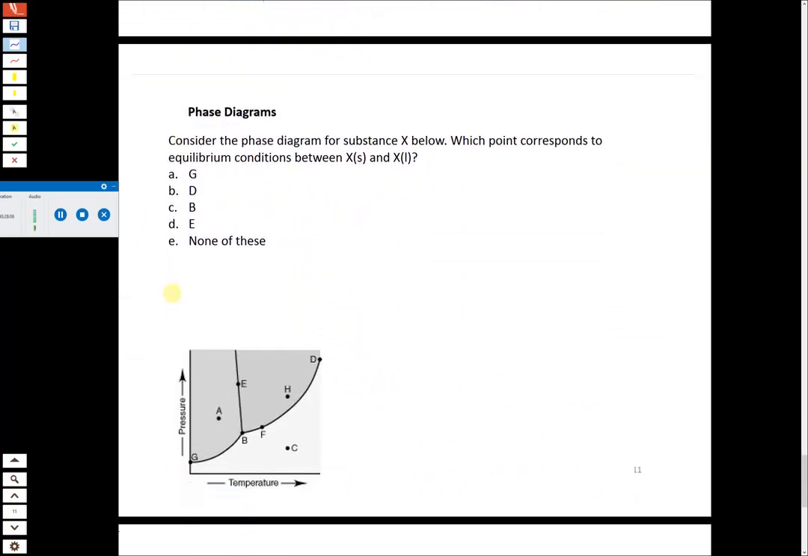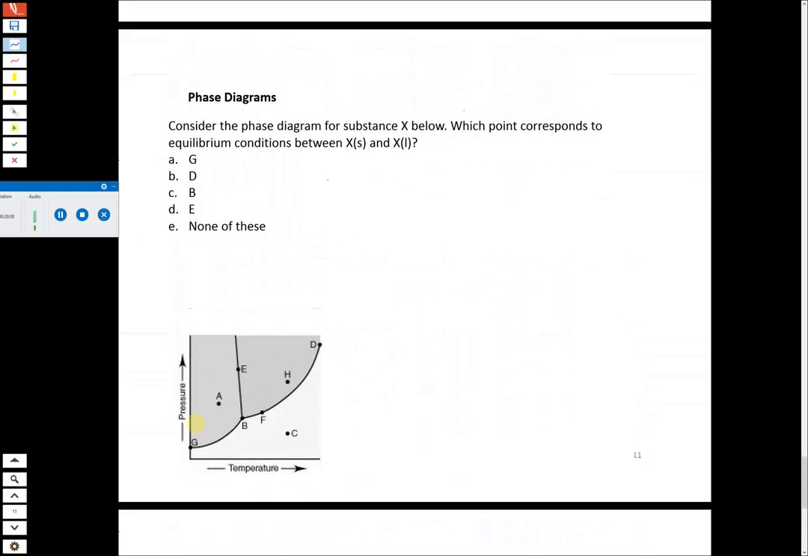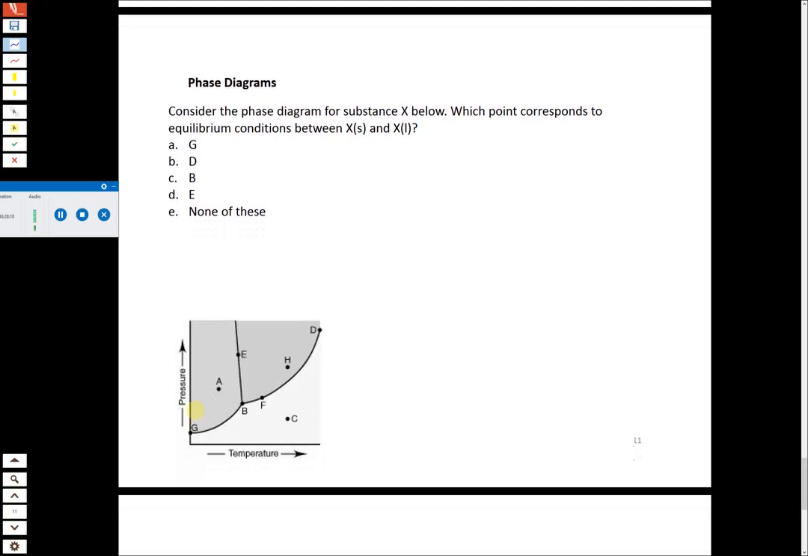Alright, and then the next two questions deal with this same phase diagram that I have here. We want to know which corresponds to the equilibrium conditions between solid and liquid. So again, if we say equilibrium, that means 2 or more phases exist at the same time. And so you must be on a phase change line.